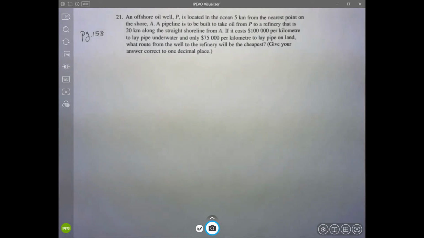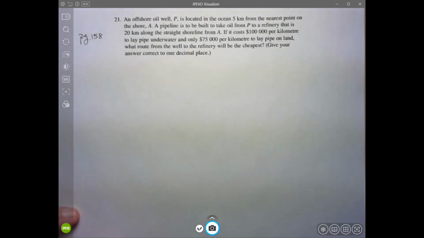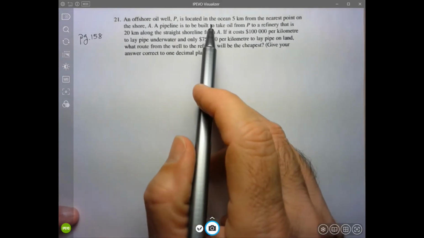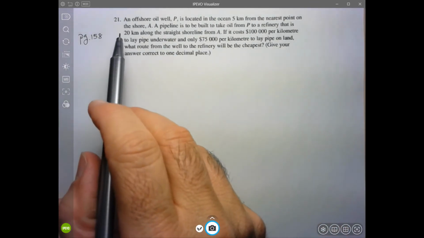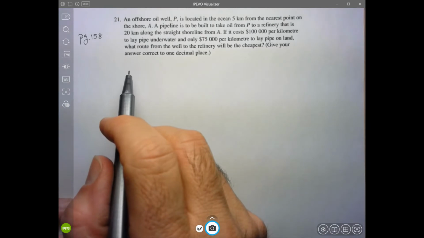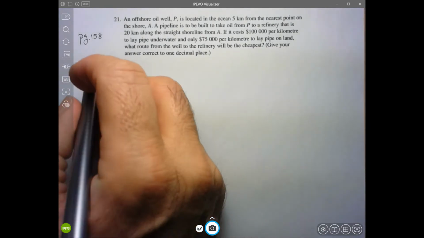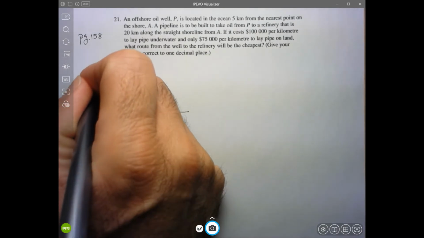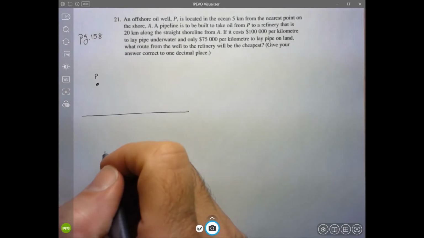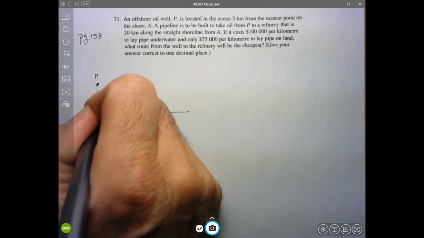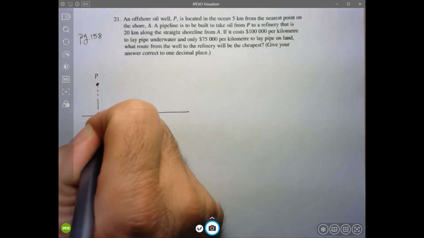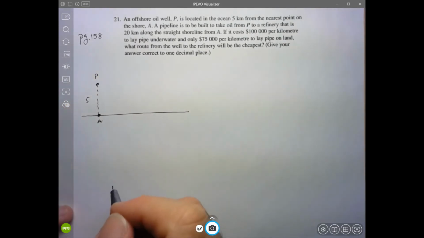Hi folks, we're going to take a look at page 158, number 21. So here they've got an offshore well located 5 kilometers from the nearest point along the shore, which they call A. All right, so let's do that here. Say this is the shore. Somewhere out here we have an oil well, and it's 5 kilometers from the nearest point, A. Okay, so start the drawing.